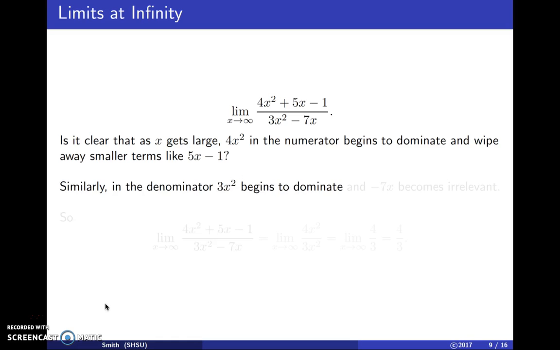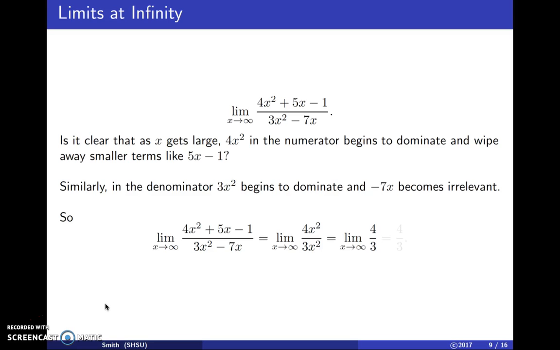Similarly, in the denominator, if I plug in large numbers, eventually 3x squared is much, much larger than 7x, and so minus 7x becomes irrelevant. If I think about doing this problem without a calculator, I can understand that this limit is the limit as x goes to infinity of 4x squared over 3x squared. I've thrown away the smaller terms. And of course, 4x squared over 3x squared simplifies to 4/3. The limit as x goes to infinity of 4/3 is just 4/3 because there's no x in it.